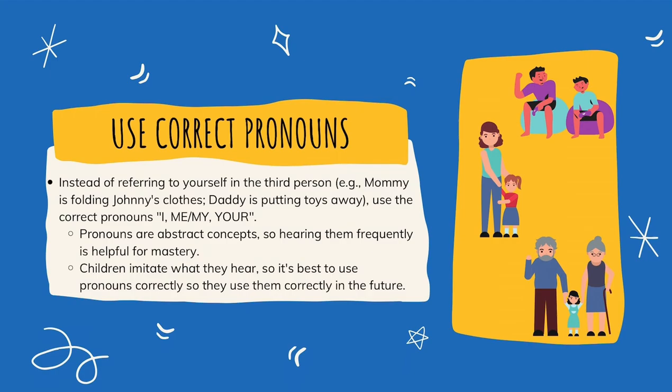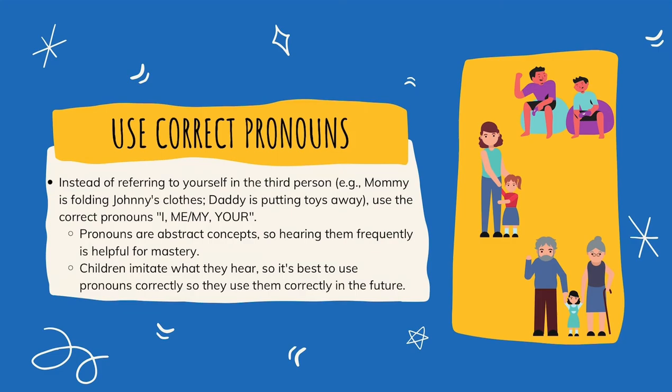Using correct pronouns is also important for your child's understanding and use of pronouns. Instead of referring to yourself in the third person, such as, "Mommy is folding Johnny's clothes," or "Daddy's putting your toys away," use the correct pronouns like I, me or my, or your. Pronouns are very abstract concepts, so hearing them frequently is helpful for mastery. Children imitate what they hear, so it's best to use pronouns correctly so they will use them correctly in the future.